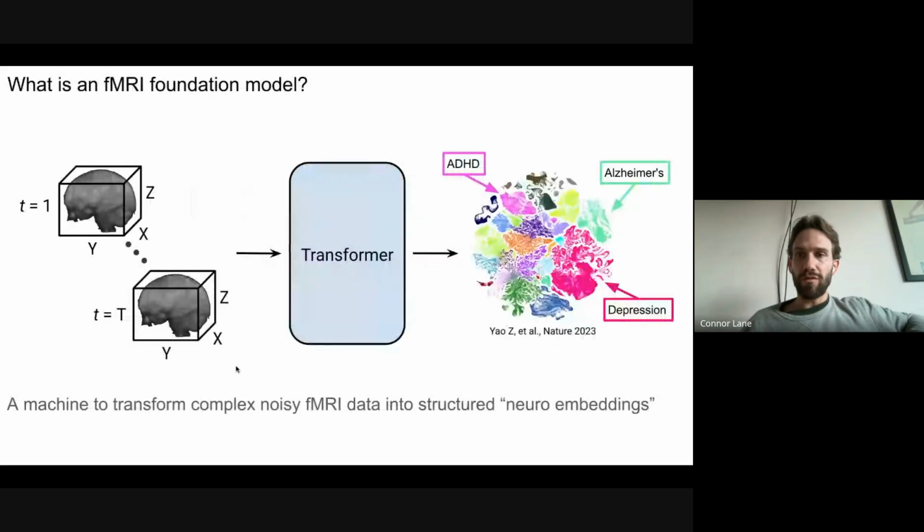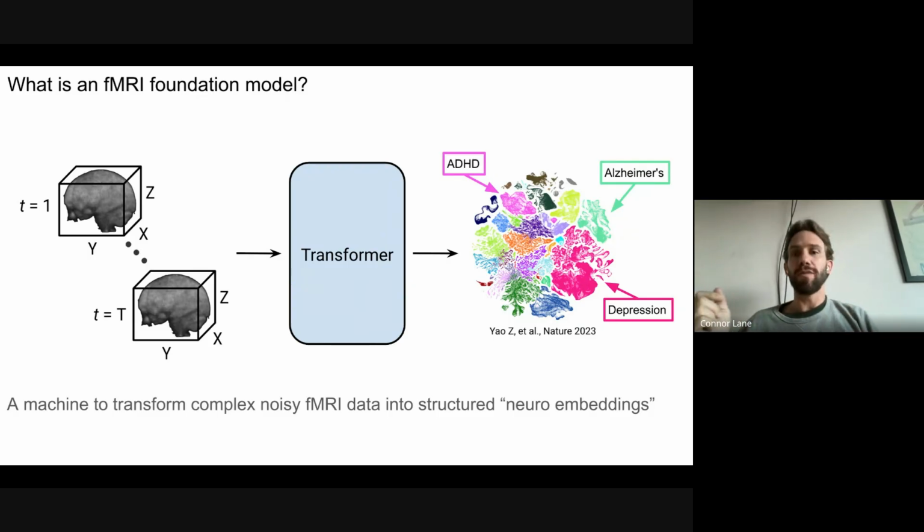Okay, so some background on what an fMRI foundation model even is. It's pretty simple. The idea is you take this raw, noisy, complicated fMRI data, which is structured like a 4D time series of 3D volumes, and we're passing it through a big over-parameterized neural network, and the goal is to get out these neuro embeddings. So basically just high-dimensional embedding vectors that capture important information that can distinguish people along important clinical dimensions.